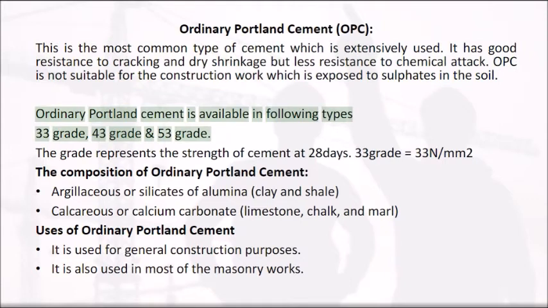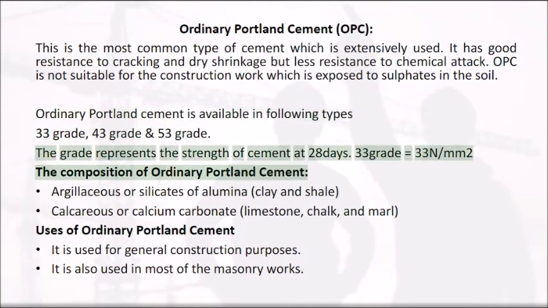Ordinary Portland cement is available in the following types: 33 grade, 43 grade and 53 grade. The grade represents the strength of cement at 28 days. 33 grade equals 33 N/mm².